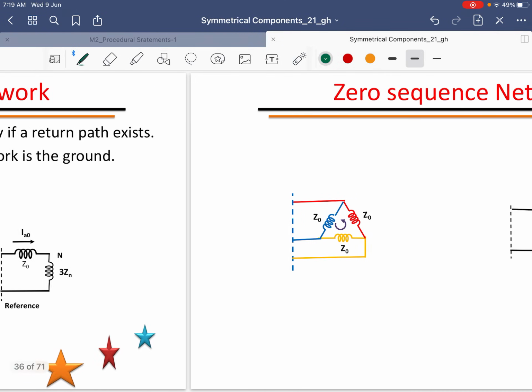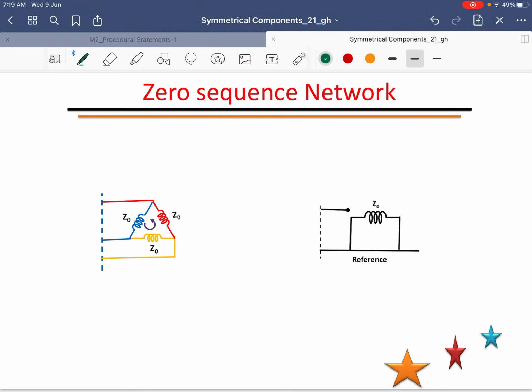Then if the system is delta connected, the currents entering the system are Ia naught, Ia naught, Ia naught, because once again the currents are equal. But in the delta connection, as such there is no return path. It offers very high, infinite impedance. Therefore, for zero sequence current it is shown as an open circuit. However, the zero sequence currents circulate inside the delta, which is represented as Z naught with the reference bus. The zero sequence currents circulate inside this loop. However, in the line there is no existence of zero sequence current for the delta connected load.